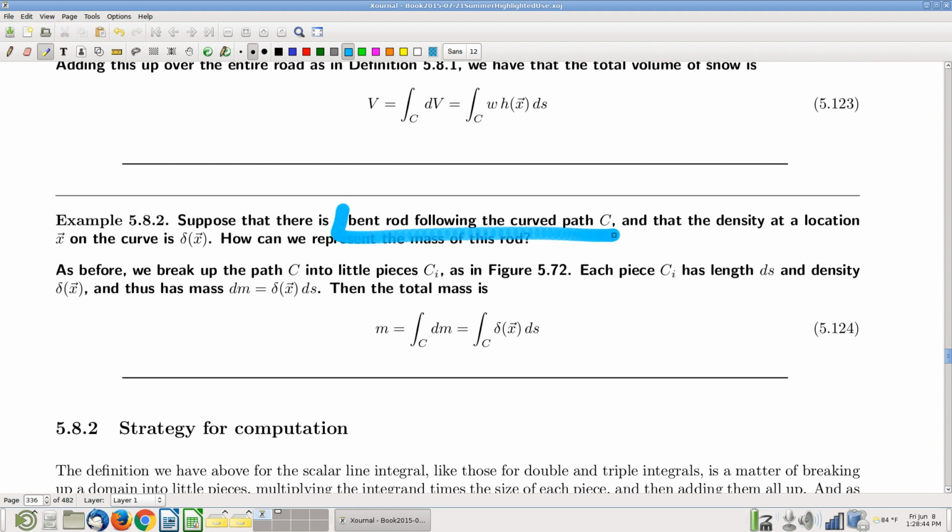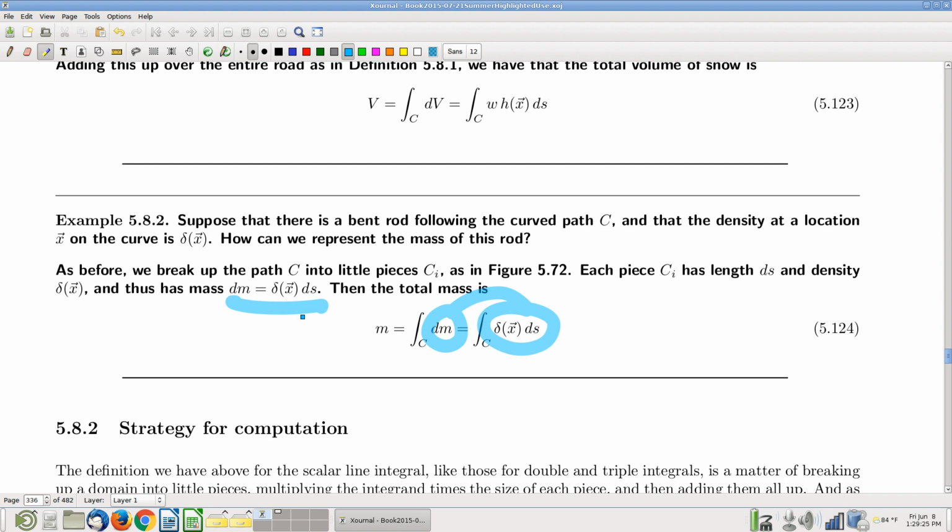So the bent rod that we've been using as our metaphor to motivate what we've written down so far, how would I represent the mass of that rod given that I know density at a given position on the curve is given by some function? So mass per unit length is known. The idea is you break up the path into little pieces. The total mass is the sum of the masses of little pieces. You add up over the entire curve. On each little piece, mass is mass per unit length times length. No surprise there.